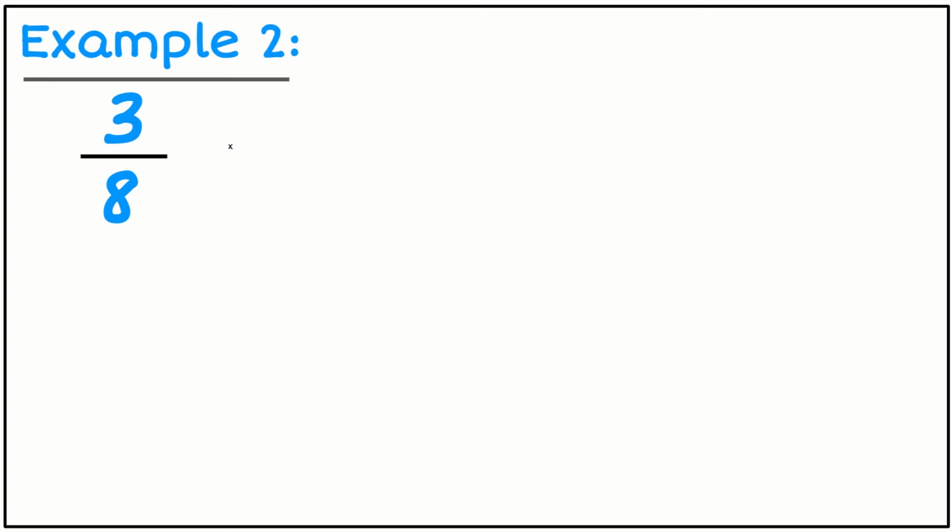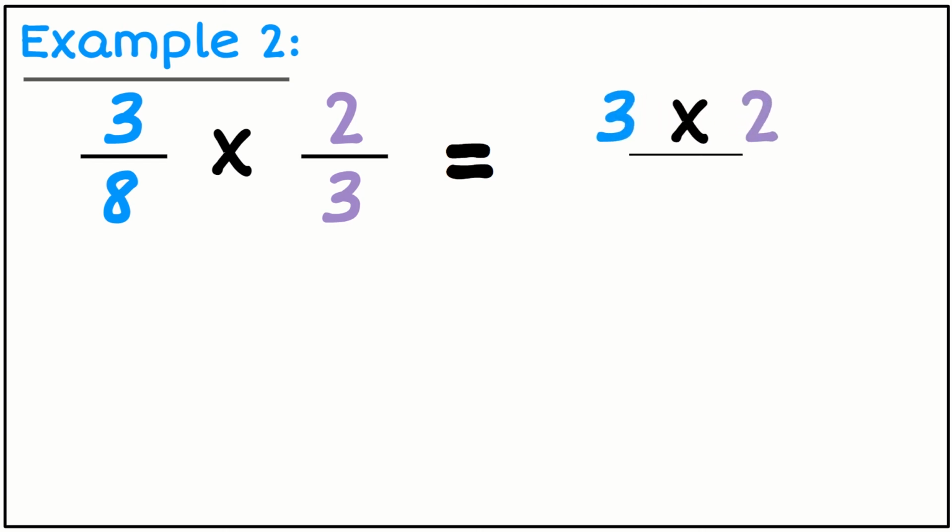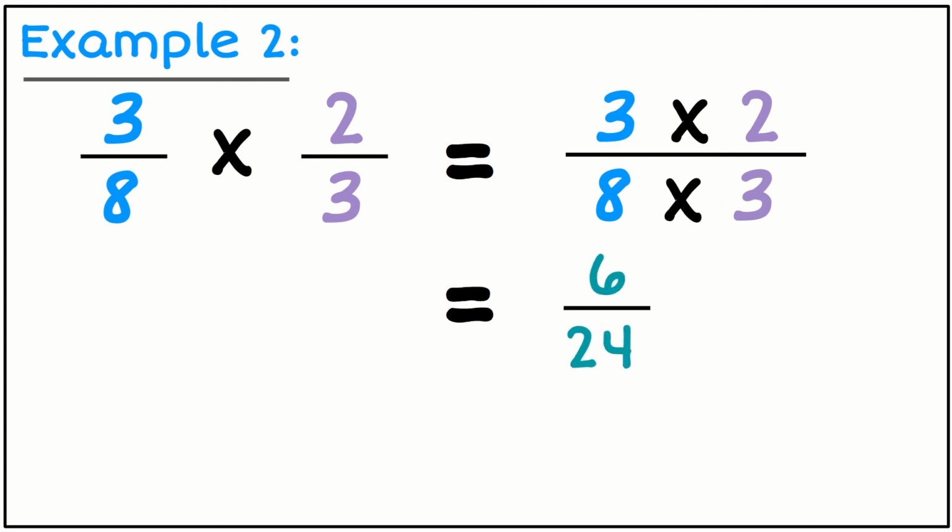So if I want to find 3/8 times 2/3, so I want to find out how much 2/3 of 3/8 is. So to do that, I'm going to take my numerators, 3 times 2, and I'm going to multiply the denominators, 8 times 3. And that gives me an answer of 6 over 24.